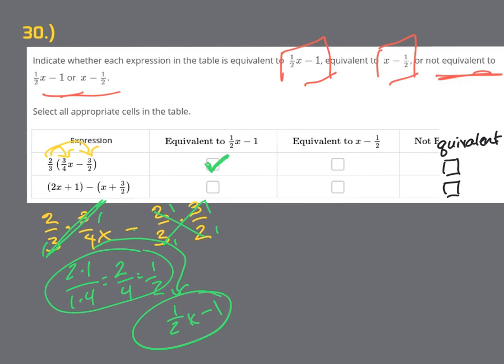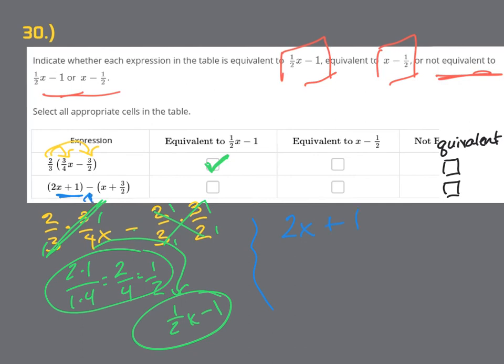Oh, this is so complicated, Ms. DeSilva. Why do they make it so complicated? Oh, it's not. 2x plus 1. There's nothing going on here. I'm just going to rewrite that. 2x. Did I say minus 1? 2x plus 1.